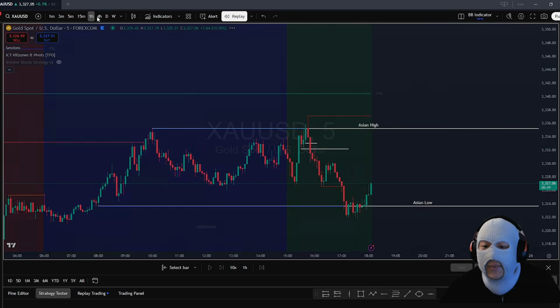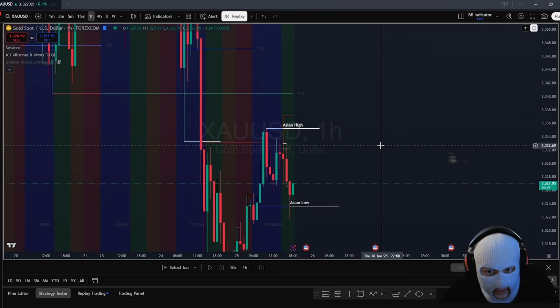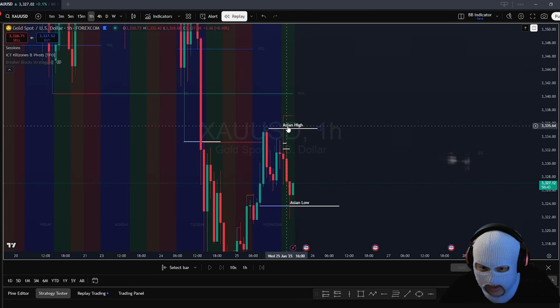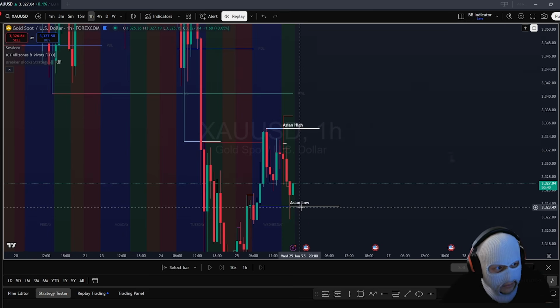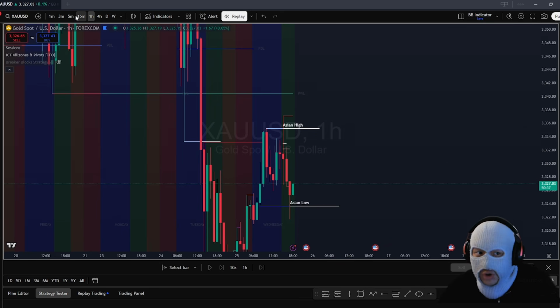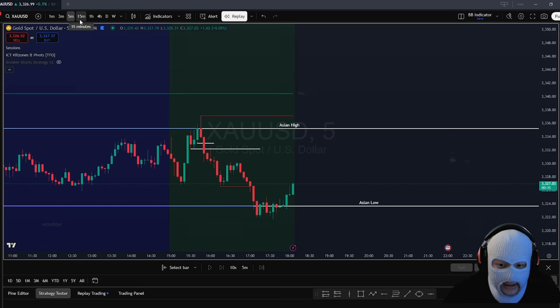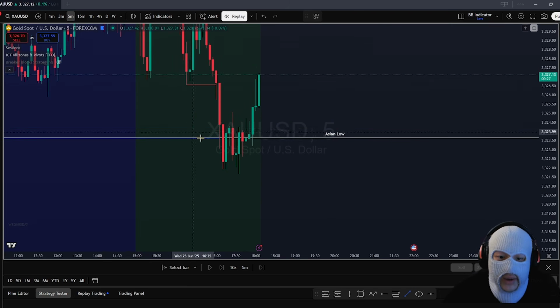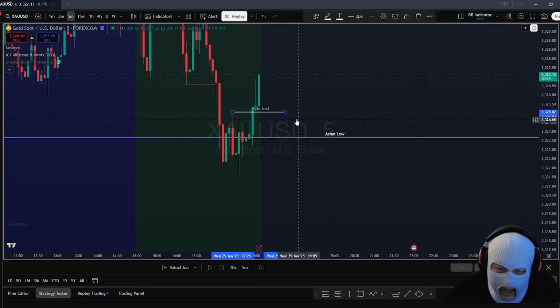Now, understanding that we have already taken out the Asian high, right? We have wicked it without a body candle close. We have wicked the Asian low as well without a body candle close. Then can I expect price to continue higher? Yes. So if you take a look here, we have taken out the Asian low. Did price create a bullish change of character at this point?